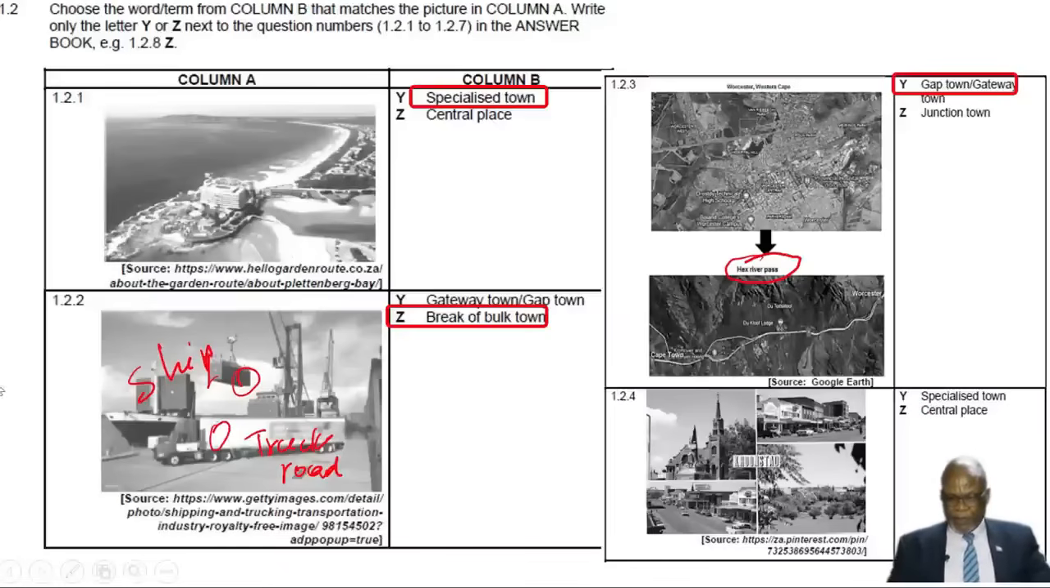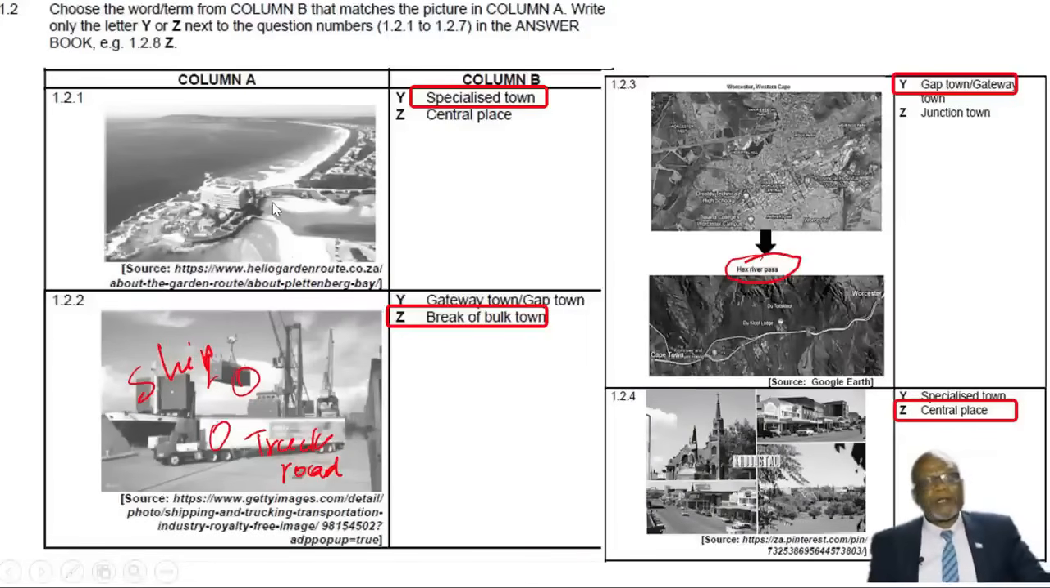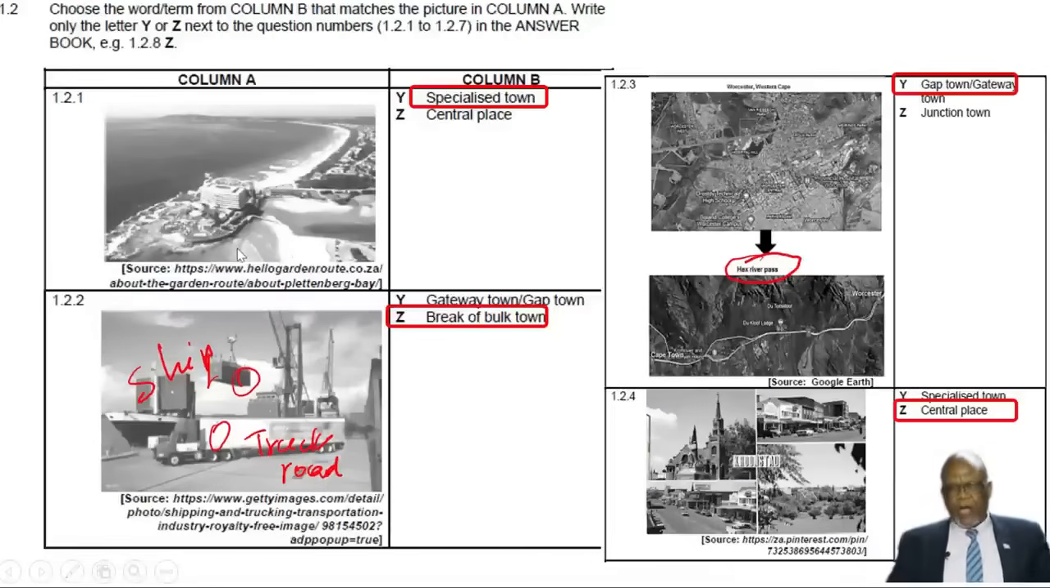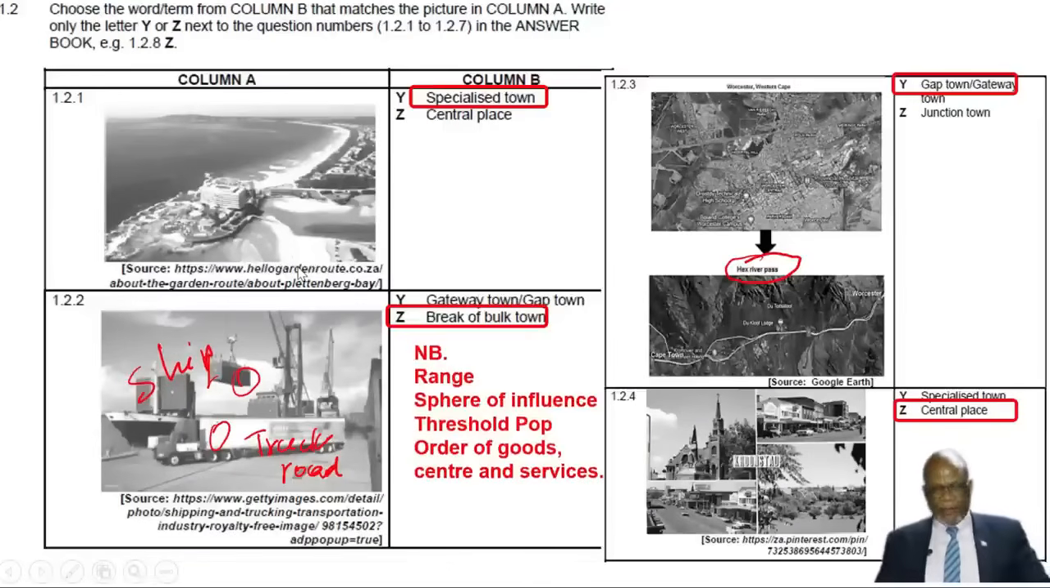Now you need to be able to define what a central place town is. A central place town is a town that provides urban functions to the surrounding rural area. Or you can simply say it provides goods and services to the surrounding rural areas. So that's what you call a central place town.